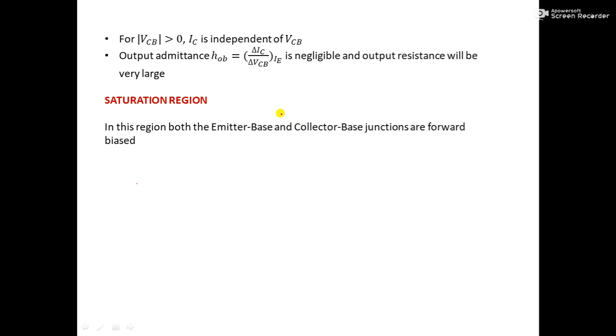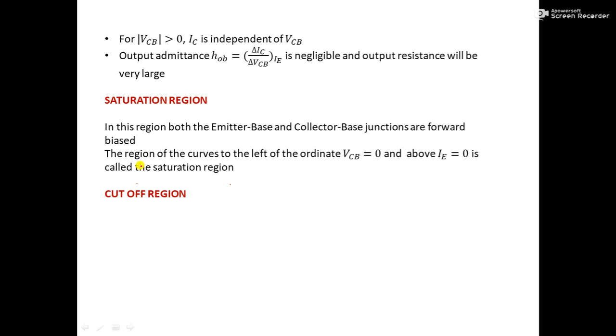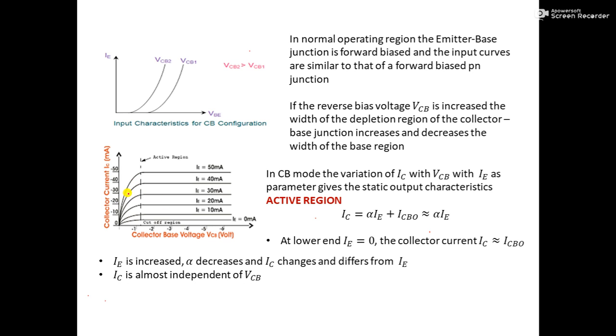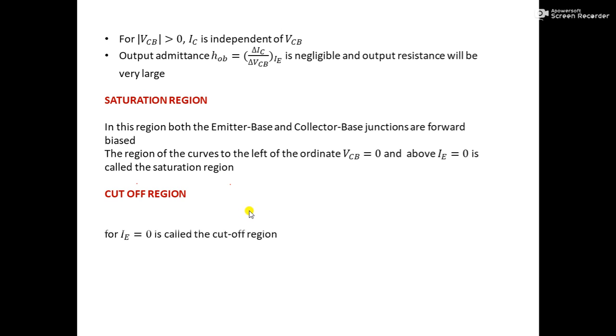In the saturation region, both the emitter base and collector base junctions are forward biased. The region of the curves to the left of the ordinate VCB equal to 0 is called the saturation region, as we have seen in the picture. And below IE equal to 0 is the cutoff region, and in that case both the junctions are reverse biased.